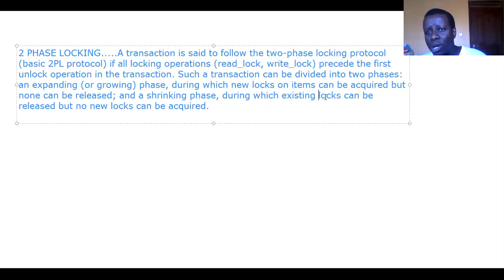Serializability: all locking operations, read lock, write lock, precede the first unlock. Then you have two-phase locking, and you have the expanding phase, where new locks on items can be acquired but none can be released, and a shrinking phase, where existing locks can be released but no new locks can be acquired. We have that aspect of two-phase locking.